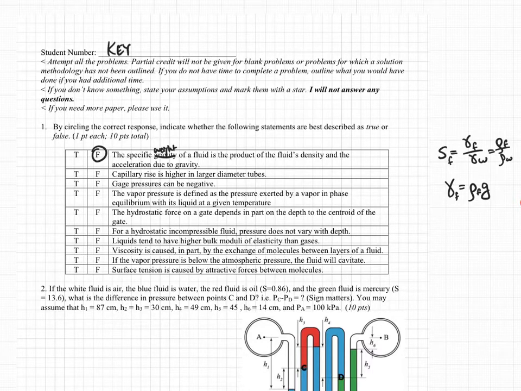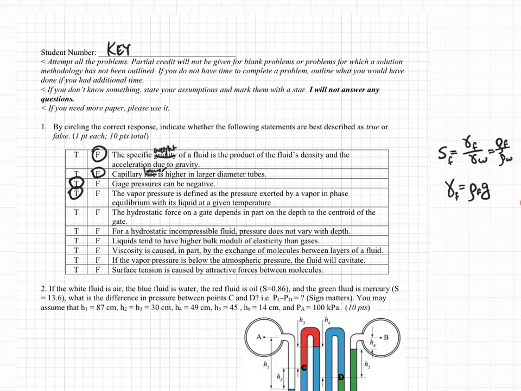Capillary rise is higher in larger diameter tubes. That's false. It is lower in large diameter tubes. Gauge pressures can be negative. That's true. Absolute pressures cannot be negative. The vapor pressure is defined as the pressure exerted by a vapor in phase equilibrium with its liquid at a given temperature. That is the definition of the vapor pressure.